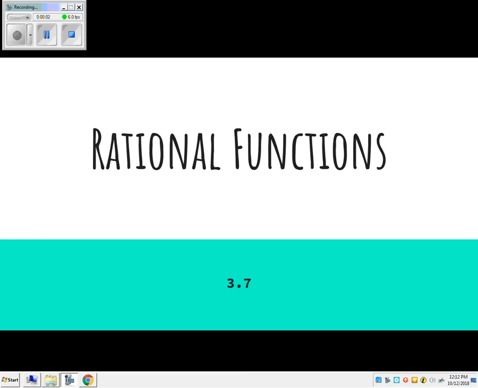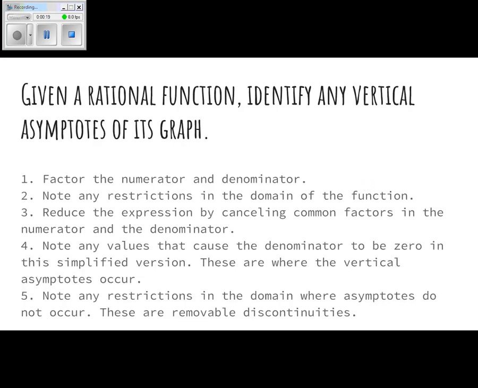Hopefully you're pros at finding the domain and doing some basic sketching with those vertical and horizontal asymptotes from yesterday. Today we are going to get into it and determine how to find those vertical and horizontal asymptotes from a function. First up we're going to do vertical asymptotes. Here's just a list of everything we're going to be doing.